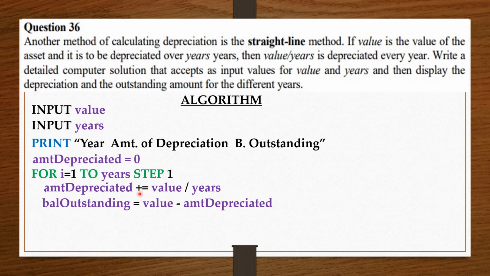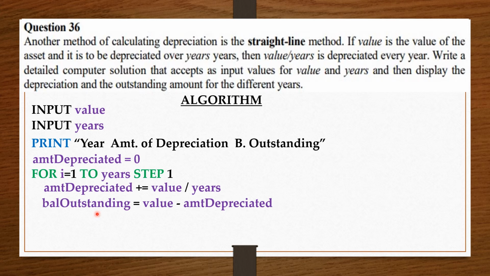So it will keep adding up until there is nothing left, and subtracting it also from the value until the asset gets depreciated totally. That is, there's nothing left of it, or the balance outstanding becomes 0. So we keep adding to the amount that gets depreciated and subtracting from the value until there's nothing left of the asset.